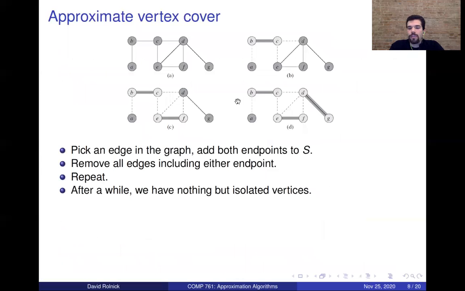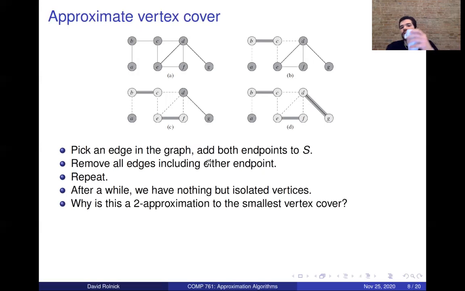So this is, again, our algorithm. Take an edge, throw both of its endpoints into S, remove all the edges, including either of the endpoints, repeat that. And after a while, we end up with nothing but isolated vertices. No more edges to add. Why is this a 2 approximation to the smallest vertex cover?